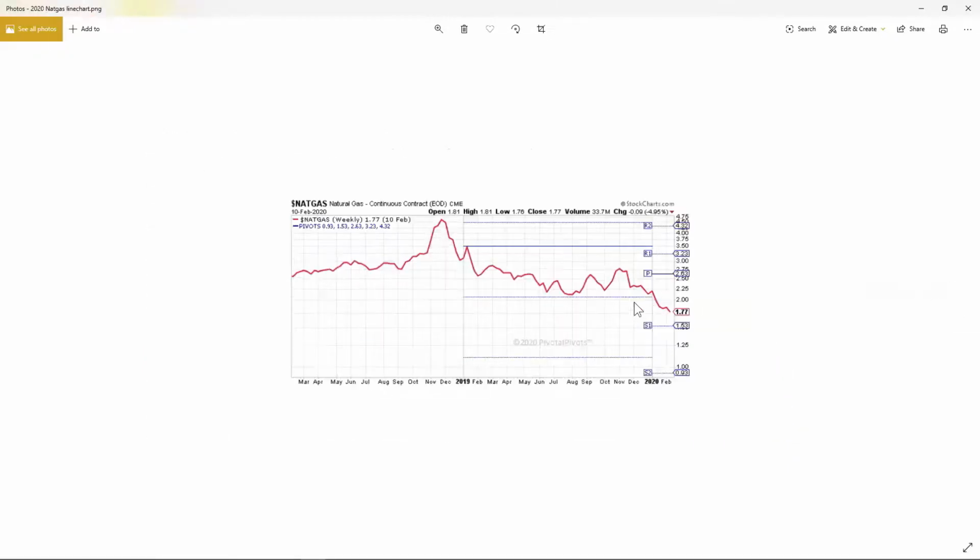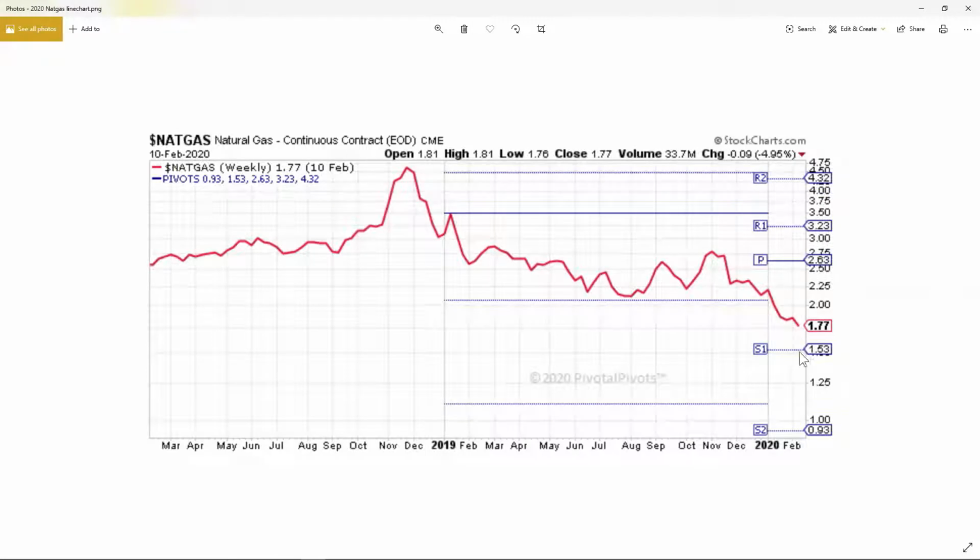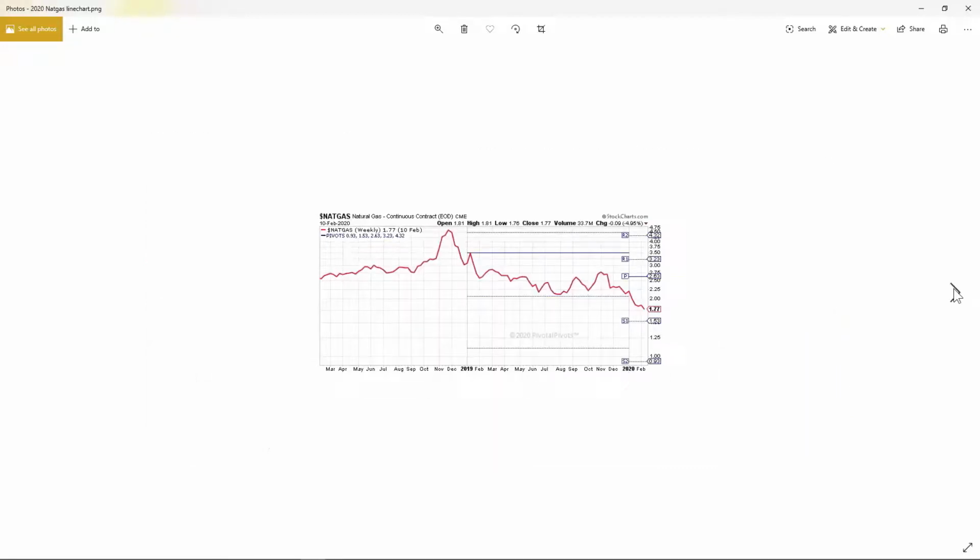And nat gas. We're looking for nat gas sometime this year to come down to 153. That's the yearly S1 pivot. Nat gas is a bearish bias. It's below the yearly pivot for the year.